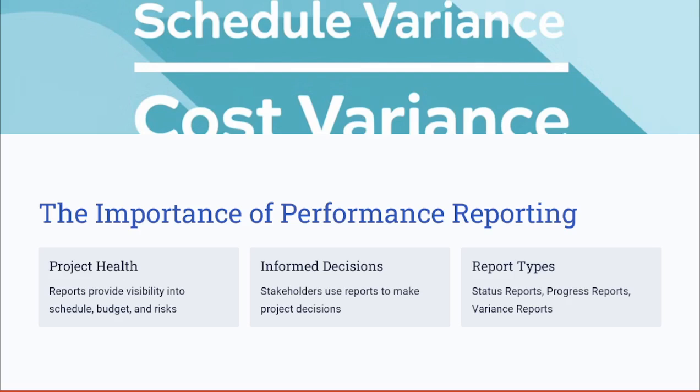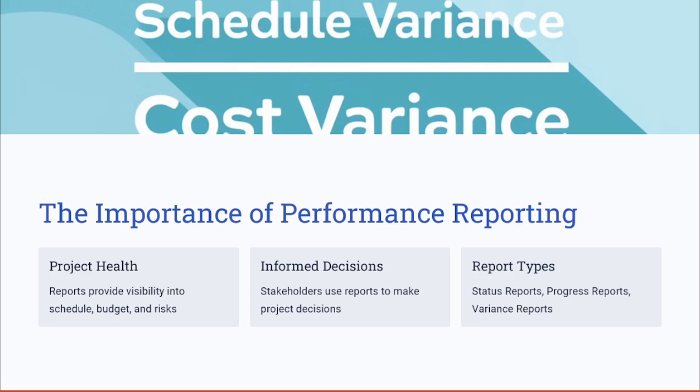What's the importance of performance reporting? Stakeholders need a regular performance report to assess the project progress and make informed decisions. A performance report provides visibility into the project health, such as the schedule, the budget, the risks, and the quality as well. These reports help the stakeholders make informed decisions about whether the project is progressing as planned, and whether there are any risks that might derail the project.